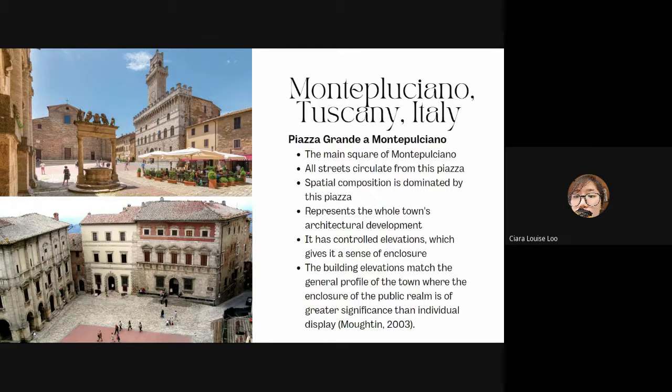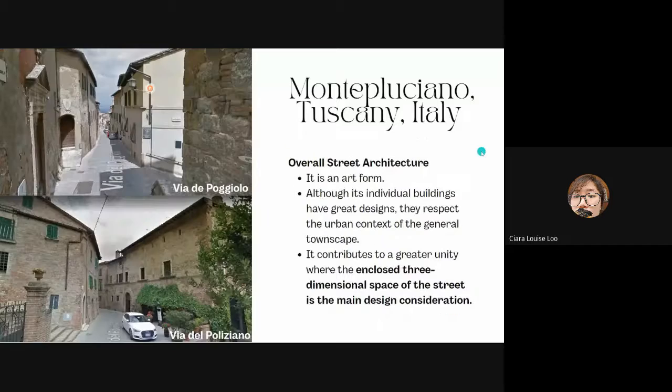So here is Piazza Grande in Montepulciano. So it represents the whole town's architectural development. Once you go there, it really shows how the rest of the town will look like because it has similar building materials like brick, tufa, and stone, and it also has controlled elevations, which gives it a sense of enclosure. And the building elevations match the general profile of the town, where the enclosure of the public realm is of greater significance than individual display. So yes, next slide, please.